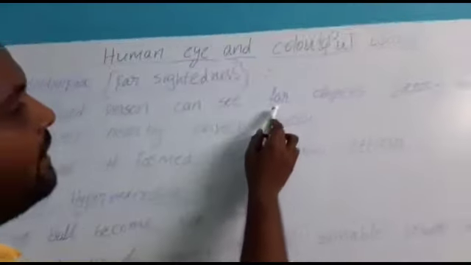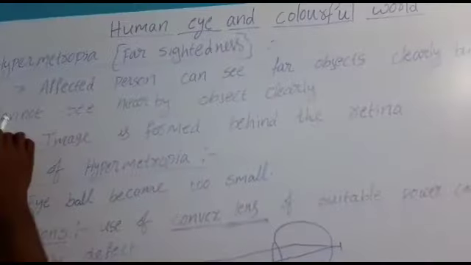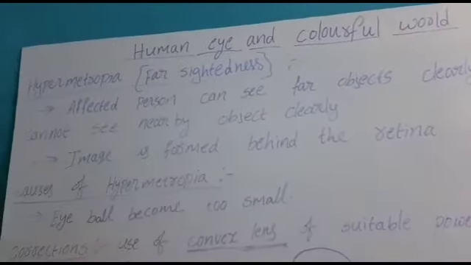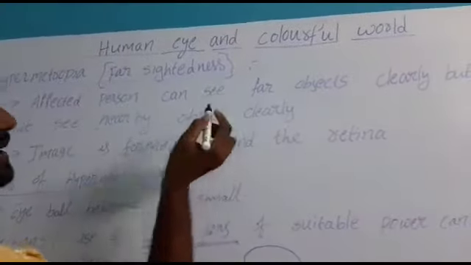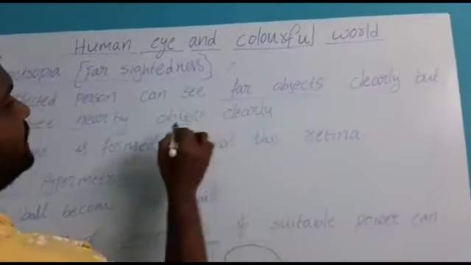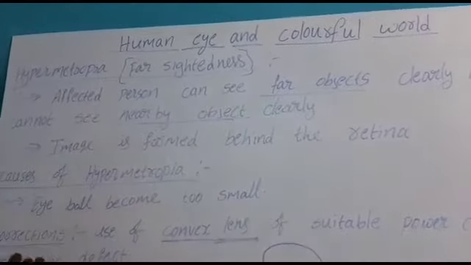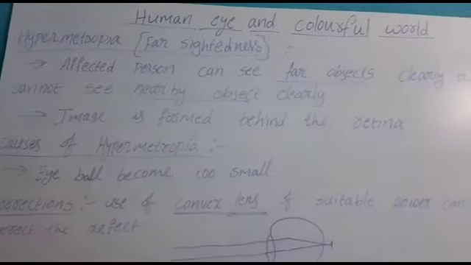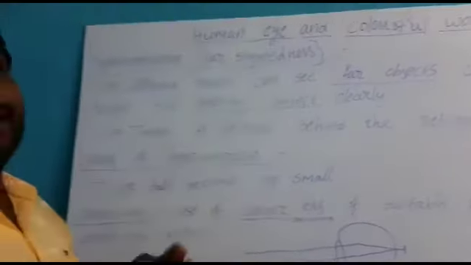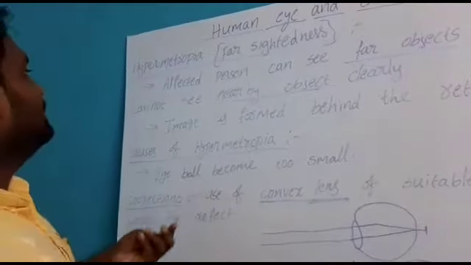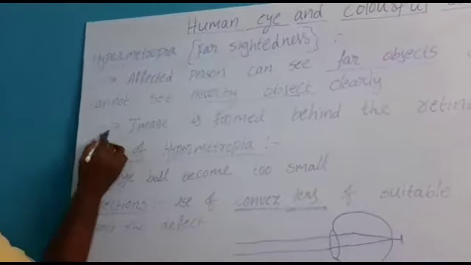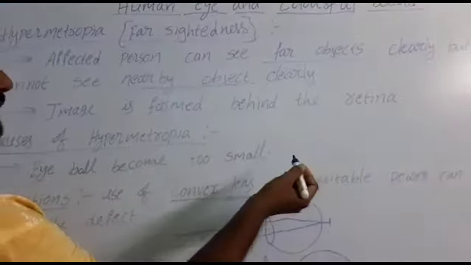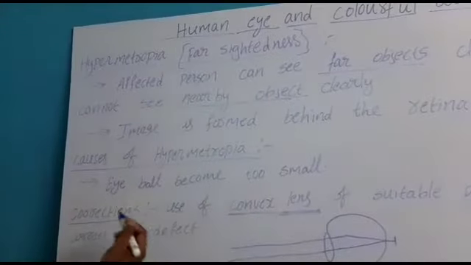The affected person can see far objects clearly but cannot see nearby objects. This defect we call hypermetropia. In myopia, the person can see near objects but can't see far objects, but here he is far-sighted. And in hypermetropia, the image is formed behind the retina.